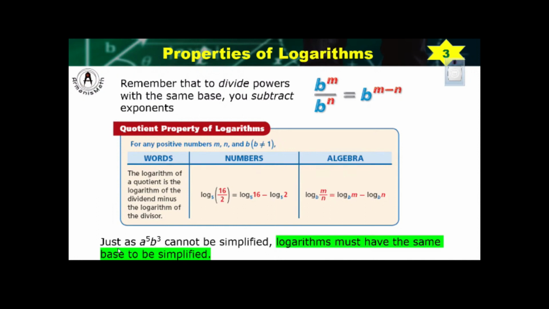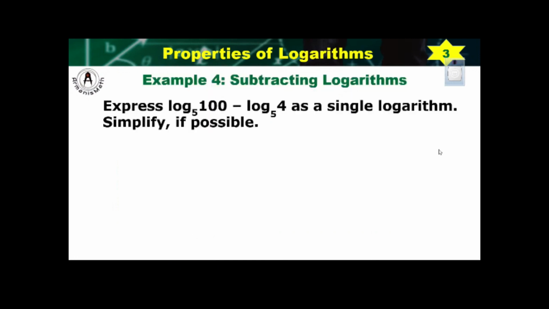Do understand that if you have, for example, a to the 5th times b to the 3rd, you cannot simplify this. Obviously, you have different bases. Logarithms must have the same base to be simplified.